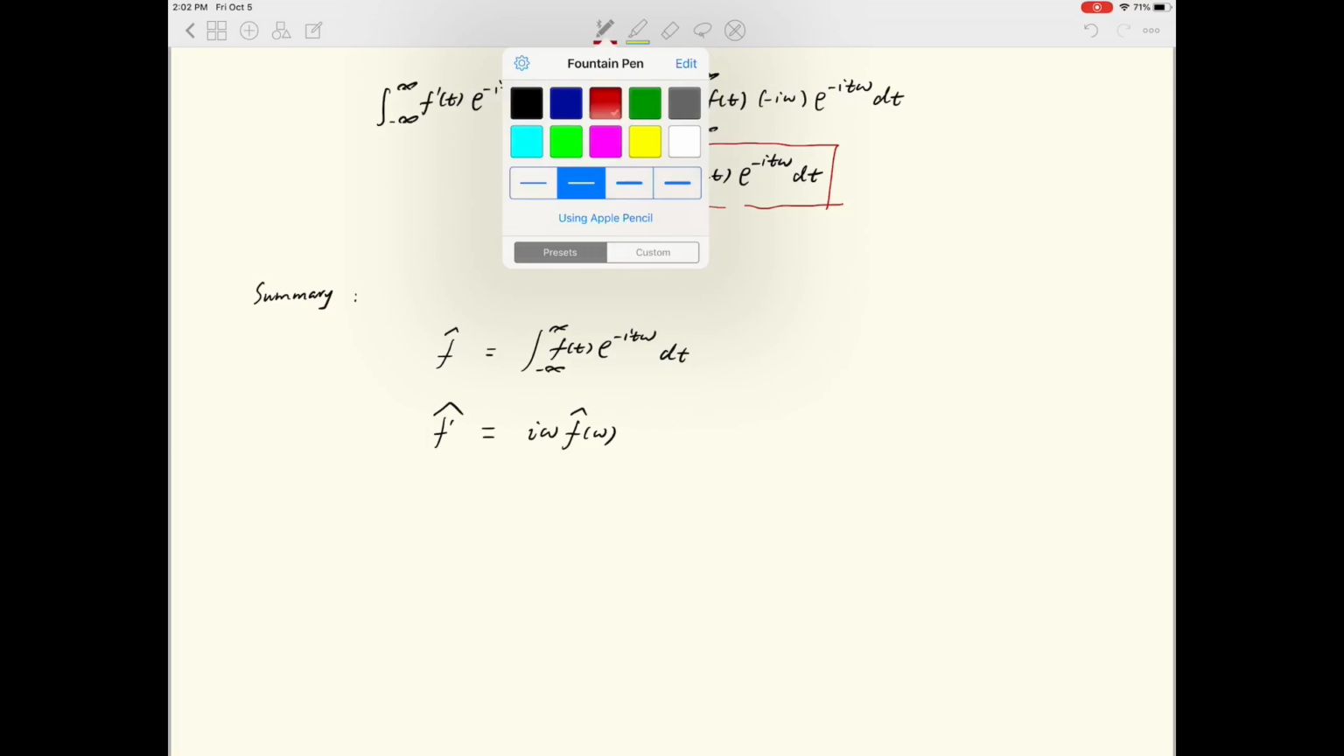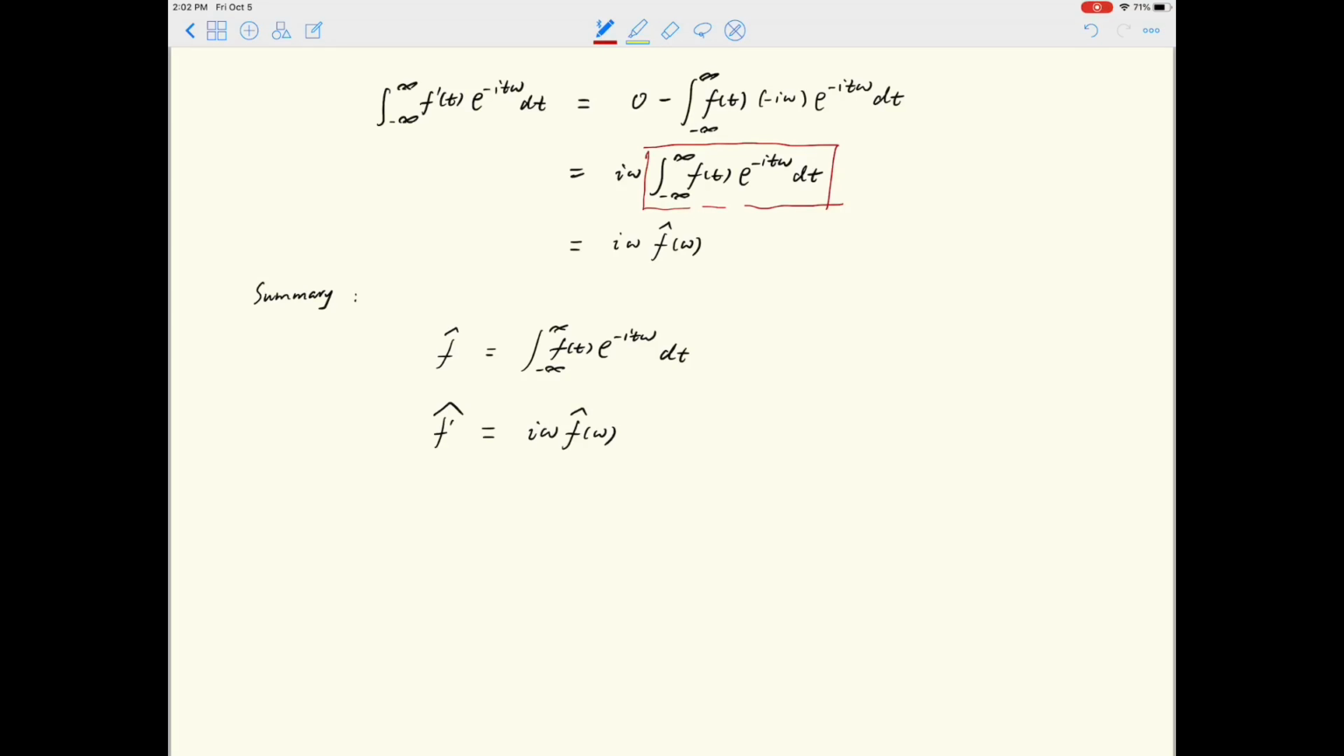So let me write down this observation. Fourier transform really transforms derivatives in the physical space into multiplications in the frequency space. This is a very nice result.